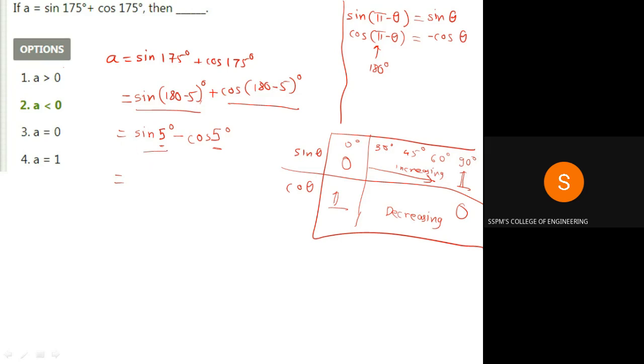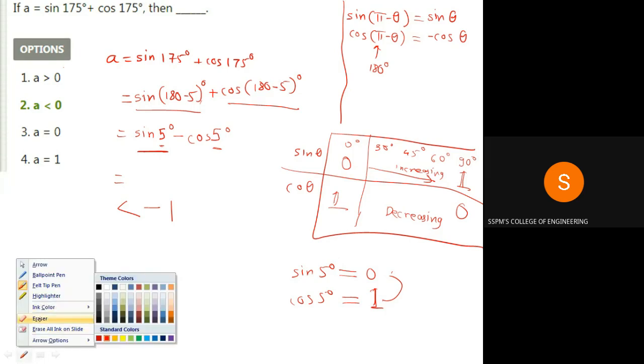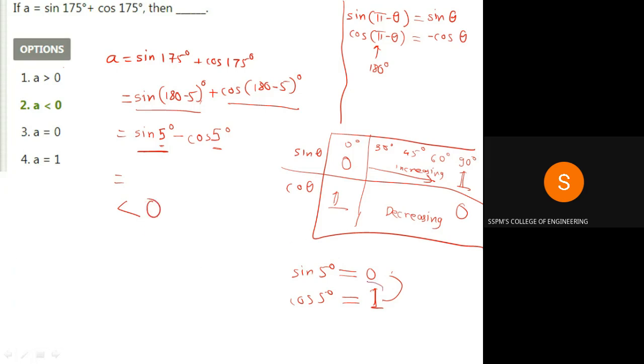So sine of 5 degree will be very close to 0, almost 0. And cos of 5 degree is almost equal to 1. We are subtracting a bigger number, one very close to 1, from a number close to 0. So you will get a negative value, that is, less than 0. So this will be the correct option.